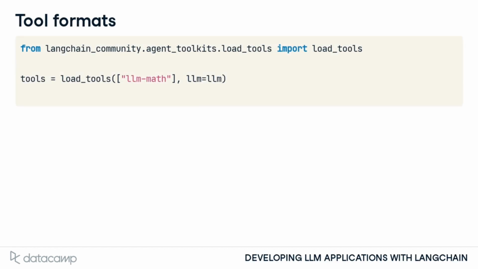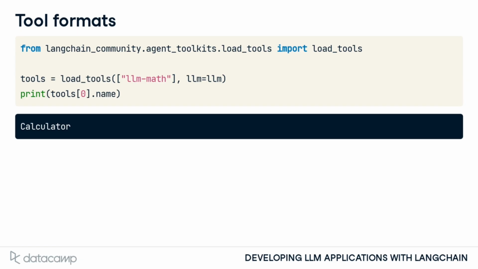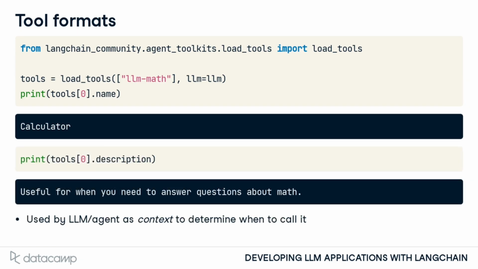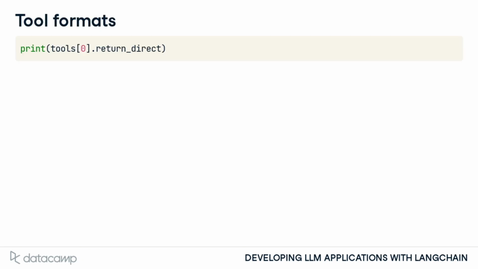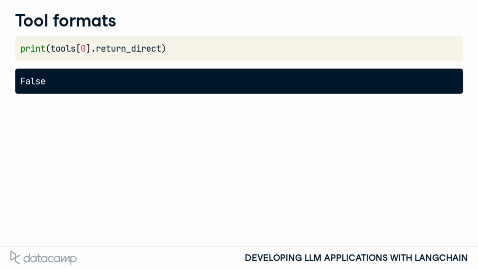Tools in LangChain must be formatted in a specific way to be compatible with agents. They must have a name, accessible via the name attribute, and a description, which is used by the LLM to determine when to call the tool. In this case, if the LLM interprets the task as being a math problem, it will likely call this tool based on its description. Finally, the return direct parameter indicates whether the agent should stop after invoking this tool, which it won't in this case. Understanding this required format will help us to understand how to create our own tools.